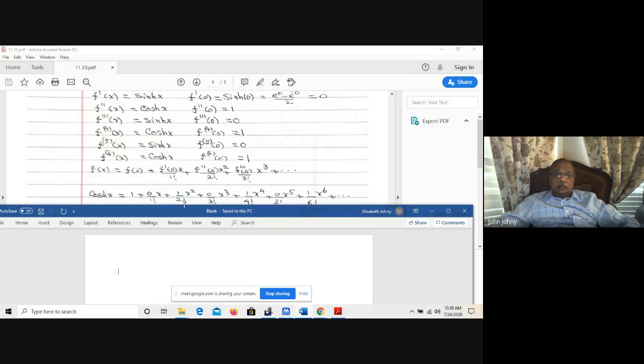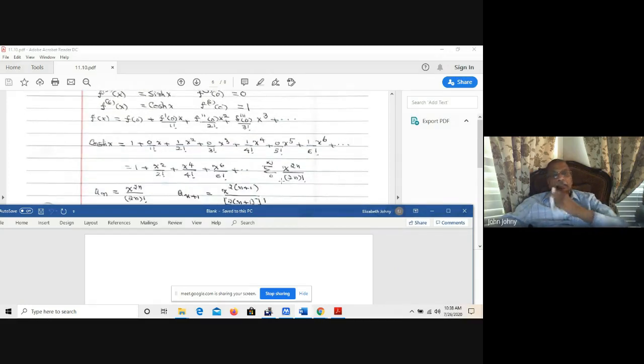And next is 1 over 2 factorial times x squared, since f double prime is 1. So it is 1 over 2 factorial times x squared, plus the next term is 0. Fourth derivative is 1, so it is 1 over 4 factorial times x to the 4, plus the next term is 0, plus 1 over 6 factorial times x to the 6. That is equal to 1 plus x squared over 2 factorial plus x to the 4 over 4 factorial plus x to the 6 over 6 factorial plus etc.